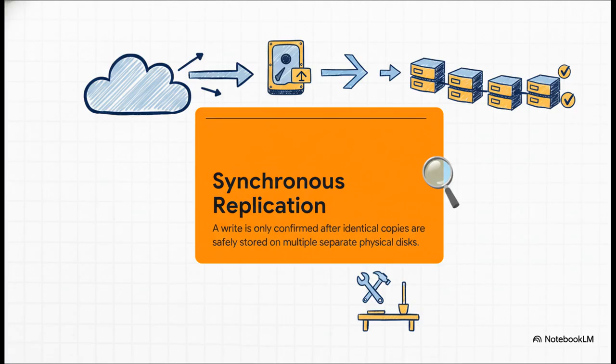It means when your server goes to save something, the system doesn't just write it to one disk. It instantly makes identical copies on multiple different physical disks in different server racks at the same time. And only when all those copies are safe does it report back, "Yup, your data is safe." This is how it can guarantee zero data loss.